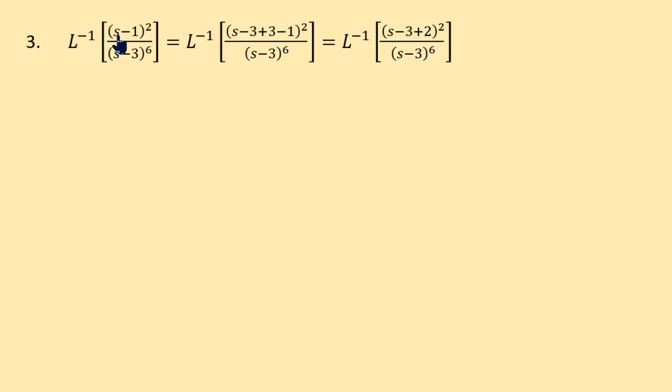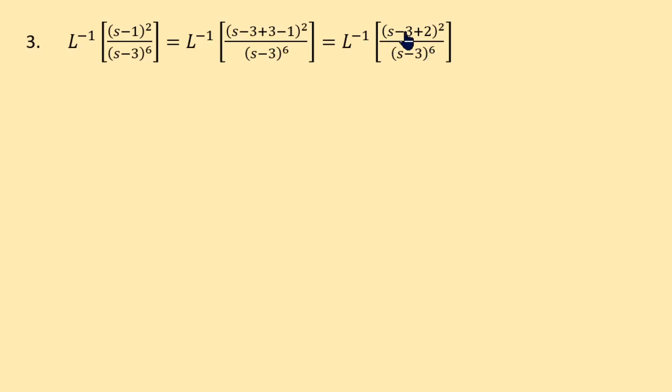here L inverse of s minus 1 whole square by s minus 3 whole power 6. Now the denominator has only one term, s minus 3 whole power 6. Therefore, in the numerator s is replaced by s minus 3 plus 3. This s is nothing but s minus 3 plus 3. Then this minus 1. Just write s as s minus 3 plus 3. Now this is a function of s minus 3.